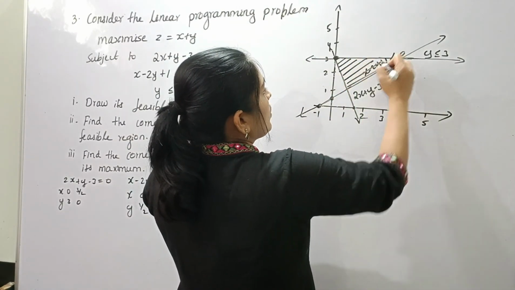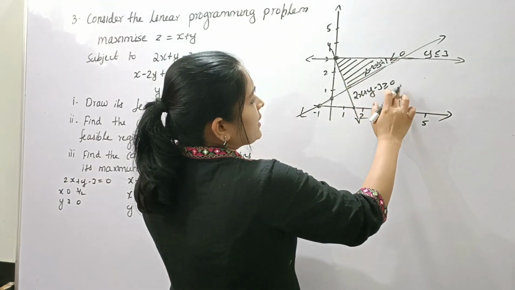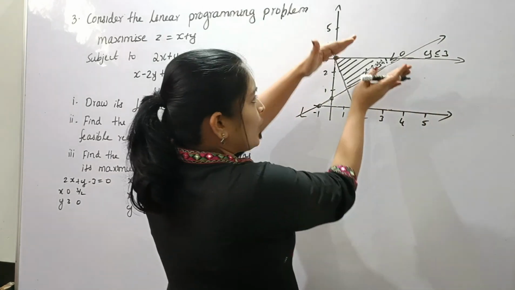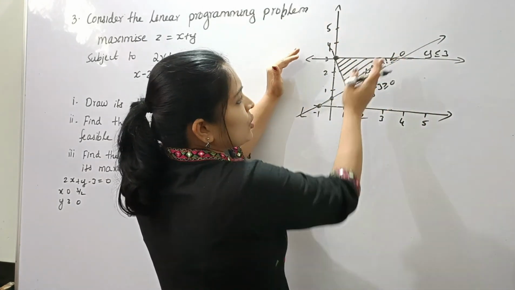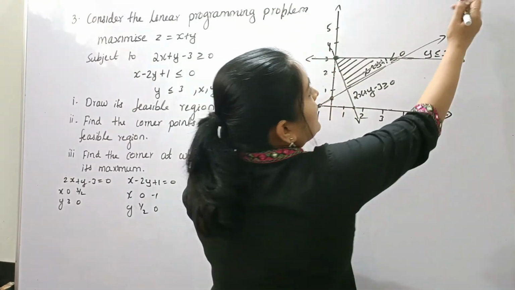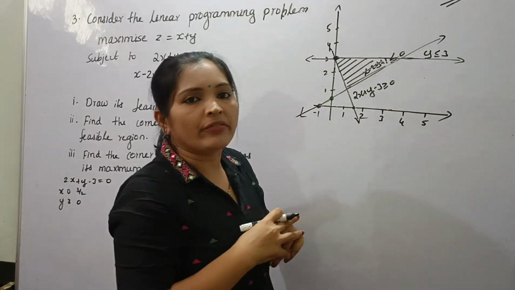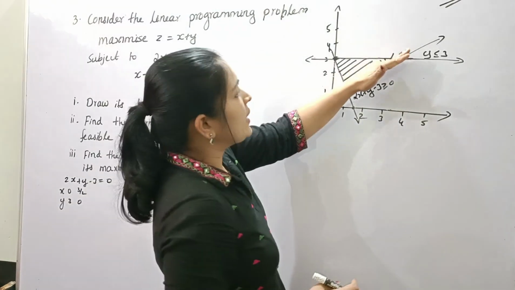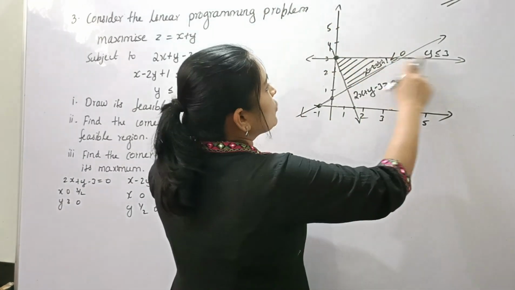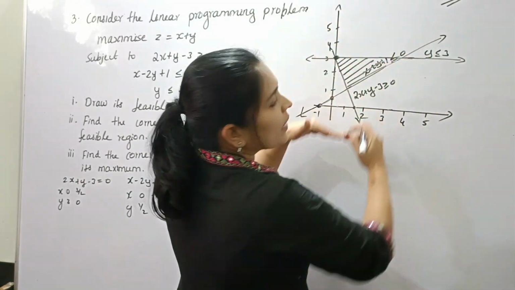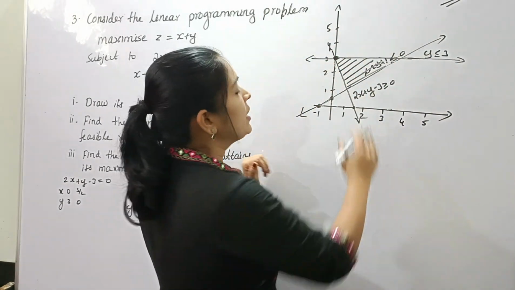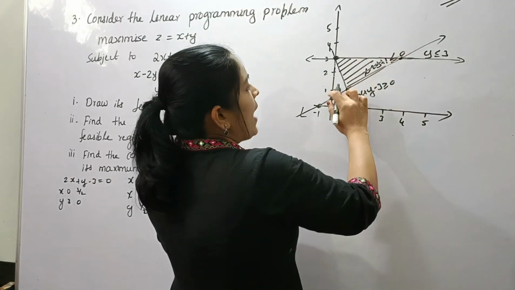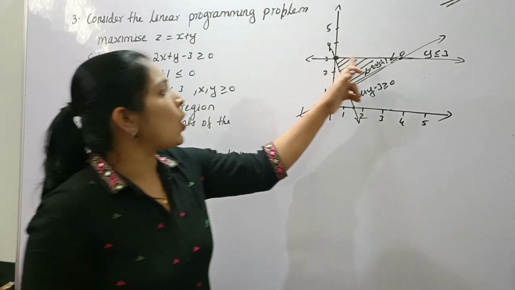The common region is this one because 2x plus y minus 3 greater than or equal to 0 is outside of this line, and here it is towards the y-axis, since it is less than or equal to 0. If you are confused, you just substitute the values. If you get y is greater, then the region is towards the y-axis. And y less than or equal to 3, therefore it is towards the origin. Therefore the common region is this one. So it is the feasible region, and the feasible region contains the corner points.